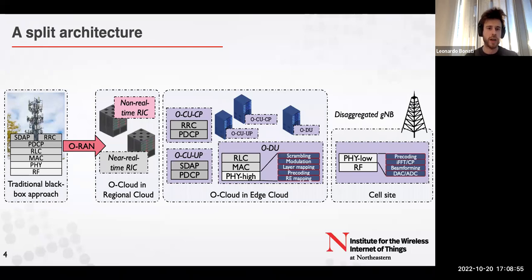So I was mentioning the near real-time and non-real-time RAN intelligent controllers, which take care of implementing control loops between each of the network elements at different time scales that we will see later on. And in the most common deployment scenario, these are deployed in a regional cloud. So we have what is called the O-Cloud deployed in a regional data center, for example. So this is pretty much the split architecture that O-RAN is working with, also enabled by the disaggregated network functionalities introduced by the 3GPP.